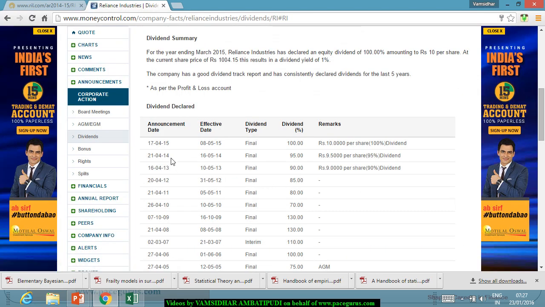Okay, so every year they are giving the dividend. So 90, 95, 100. Okay, this is the percentage of the face value per share. So it's basically like they are giving a dividend of, the face value is still around 10. So they are giving a dividend of 10 rupees per share. Earlier it was 9.5 rupees per share.